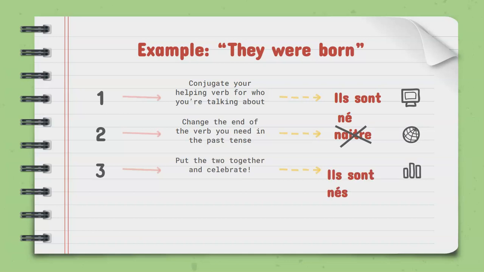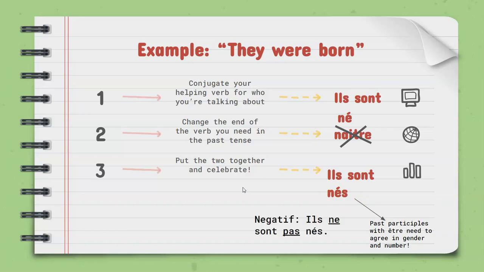Then we put the two together. Ils sont nés. But remember, we need this to agree in terms of gender and number. So because we're talking about they, we add an S at the end to make it plural. The negative would be ils ne sont pas nés.